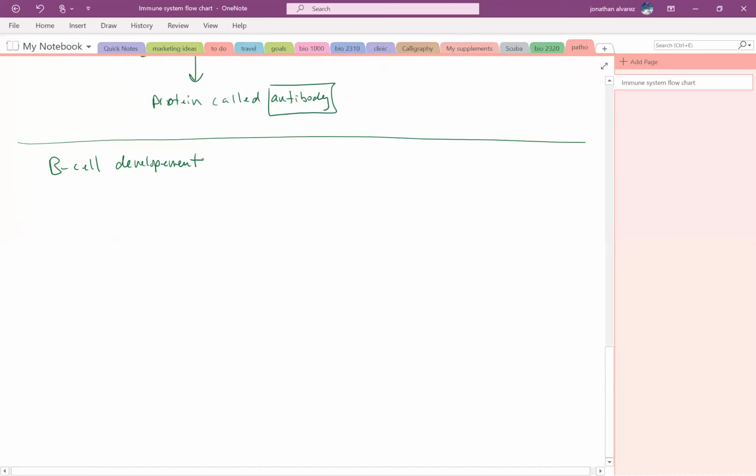Okay, this one's kind of easy. It comes from the red marrow. So in other words, your bone marrow. Remember you have red and yellow bone marrow. The yellow marrow is your fat, and the red marrow is what produces all the blood components.